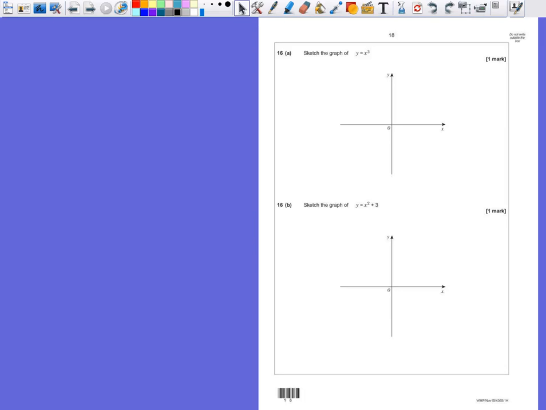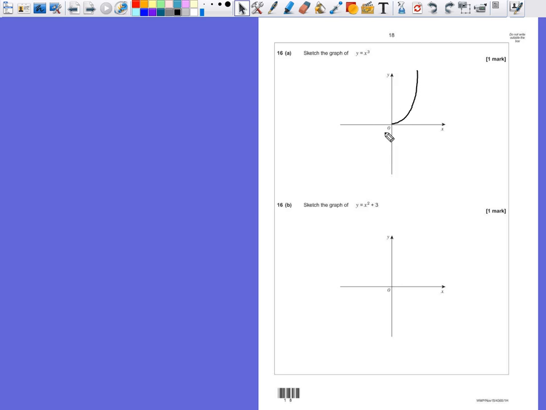Question 16a. Sketch the graph of y equals x cubed. If you don't remember this, just try to picture what the sequence would look like in your head. 0 is going to start at 0, because 0 times 0 times 0. 1 times 1 times 1. 2 times 2 times 2 is 8, and that's much higher. 3 cubed is much higher. So we get, at the beginning of this, a very quick, rapidly rising curve.